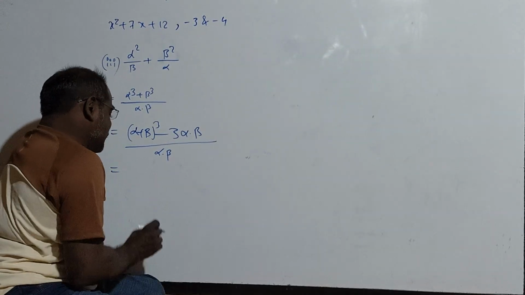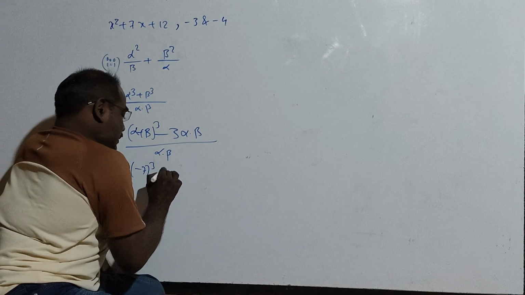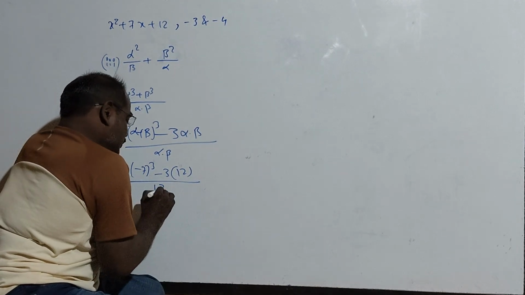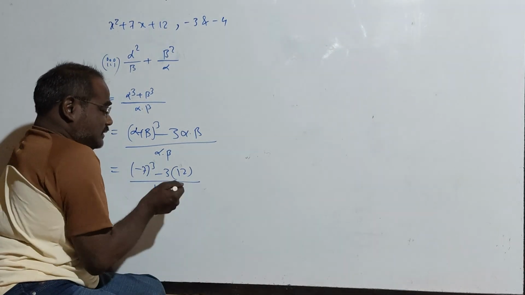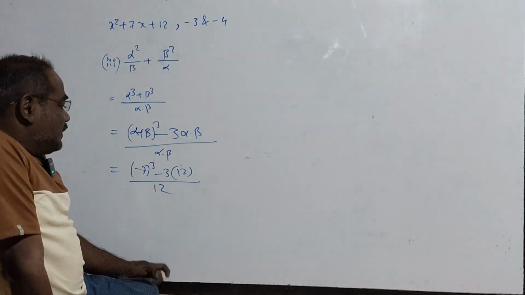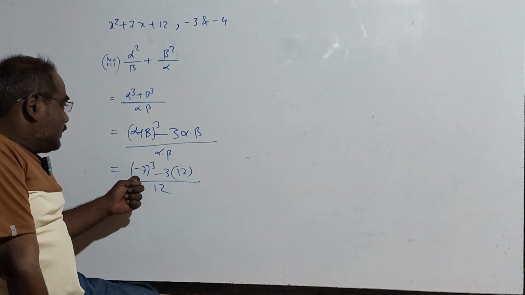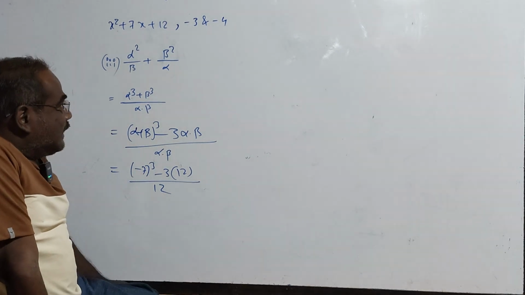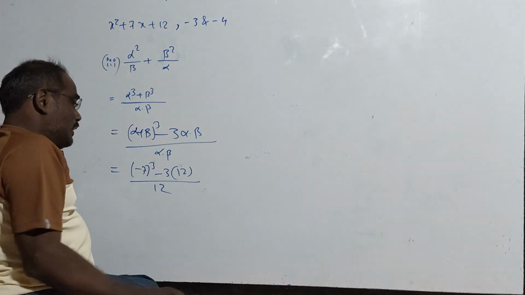We know the value of alpha plus beta. Alpha plus beta is equal to what? Minus 7 cube minus 3 into alpha into beta, which is 12. Alpha beta is equal to 12. You make a simplification, then you will get the answer. 7 cube is something like 3 something, you will get. Okay, make the simplifications and try to cancel if possible. You will get the answer for this question.